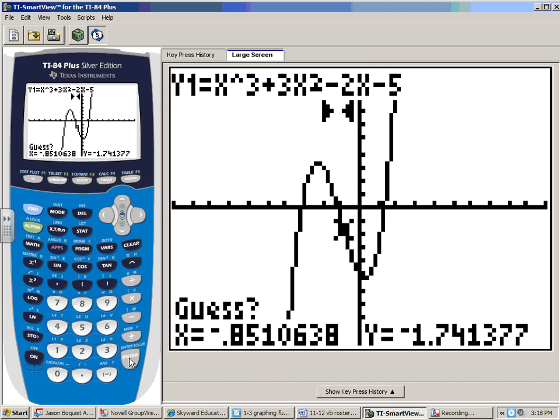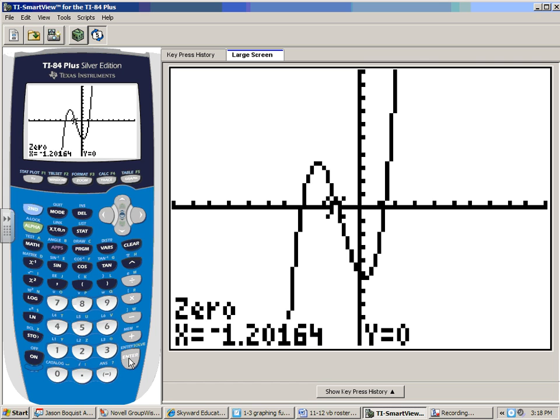Again, I'm pretty sure you can just do nothing with the guess and it'll still work. But I like to just get it close just to make sure. So negative 1.20164. And seeing that it terminates like that, because the other one went out a little further, I'm guessing that's pretty much dead on. Okay. So negative 1.20. And why don't you go find that third one right now?